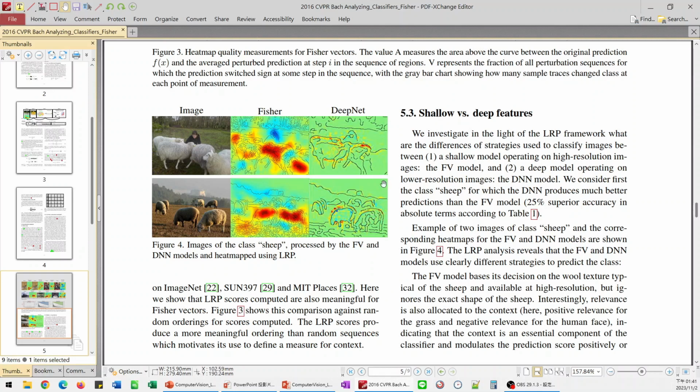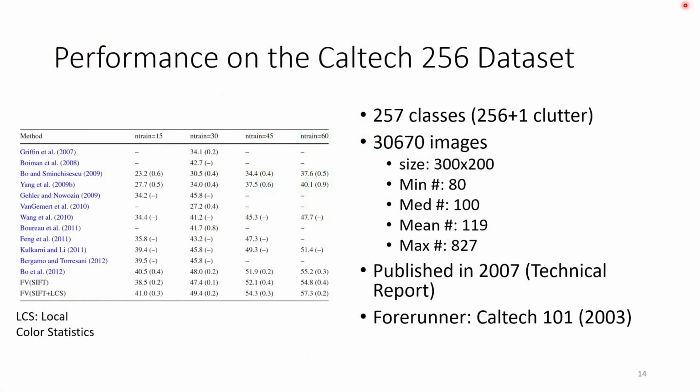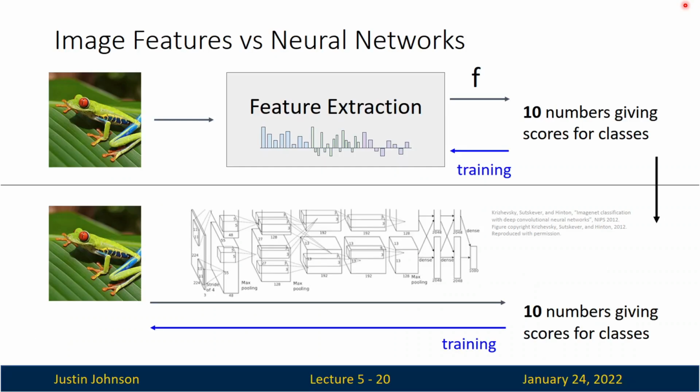Okay, so let's go back to our slide. What I want to share with you is that feature vectors and neural networks work because they have some nonlinear properties.